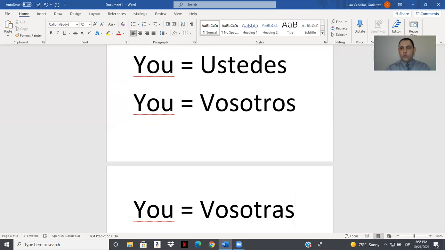So you is what we call second person plural. When I'm talking to a group of people directly. So when you are in class and I talk to all of you, that's called second person plural because I'm talking directly to you. Okay. So you, ustedes is the most common one. Vosotros and vosotras is only used in Spain.